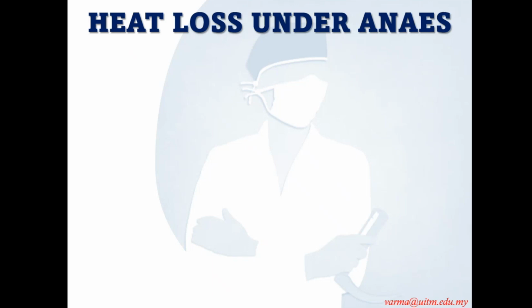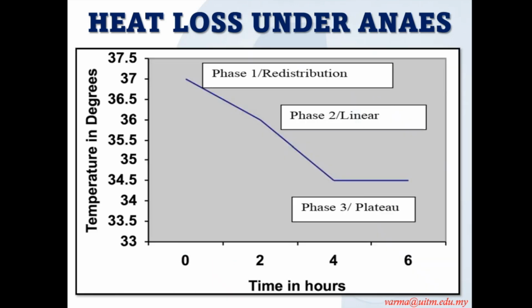So the heat loss under anesthesia occurs in a few phases. This is the graph that you should know how to draw. You have phase 1, phase 2 and phase 3. Phase 1 is the rapid decline over the first 2 hours. Phase 2 is a linear decline with time over 2 to 4 hours, and finally a plateau after 4 hours. The temperature drop is significant over phase 1, from 37 to about 35.5. Then over a longer period, it drops another 2 to 3 degrees. Then after that, it plateaus.